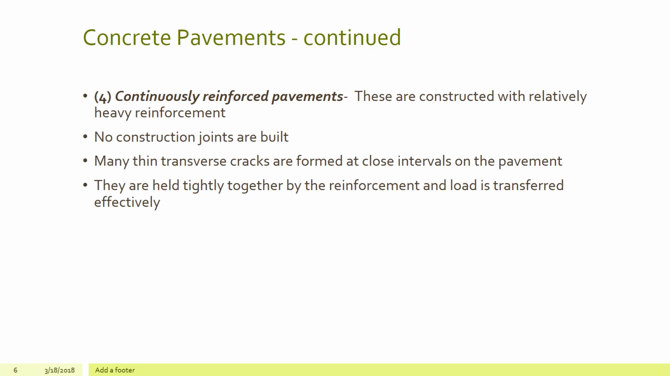Continuously reinforced pavements are constructed with relatively heavy reinforcement. No construction joints are built. Many thin transverse cracks are formed at close intervals on the pavement. They are held tightly together by the reinforcement and load is transferred effectively.